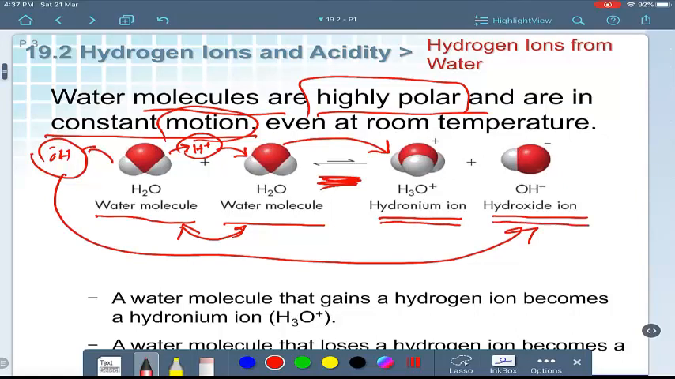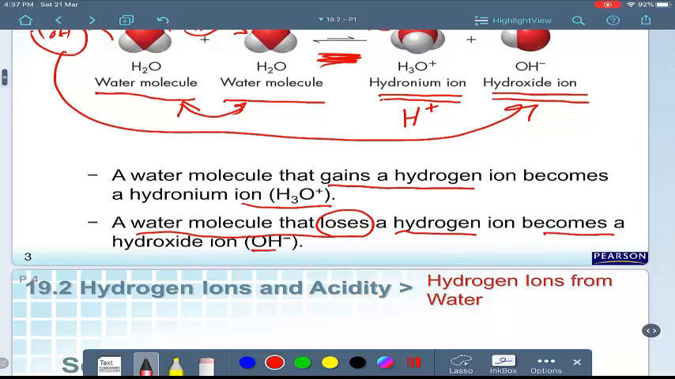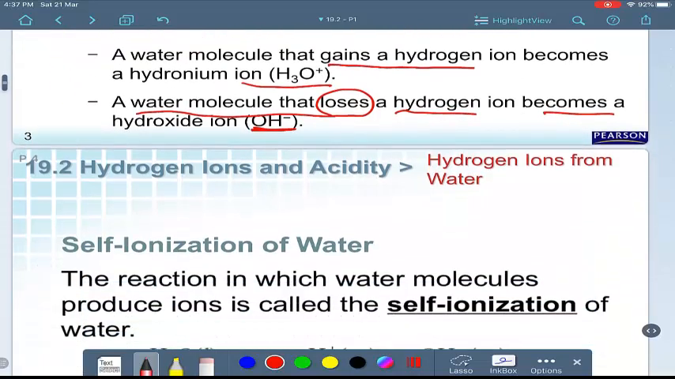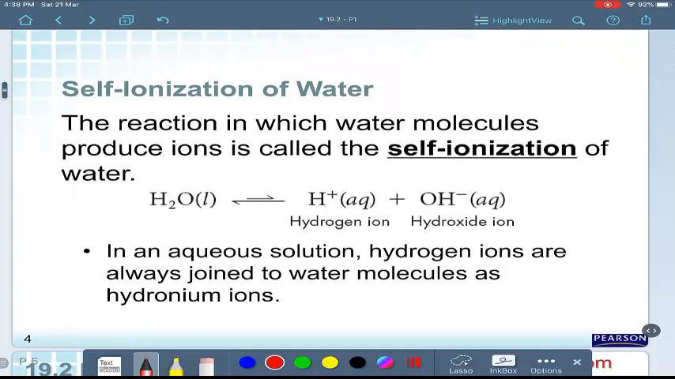Recall, hydronium ion is the same as proton, as I said before. Remember that. The water molecule gains hydrogen here and becomes hydronium. The other water, when it loses this hydrogen, becomes hydroxide. That's what we said now. What happens after that? We formed two ions: one hydronium, or we can say hydrogen ion, and the other hydroxide.